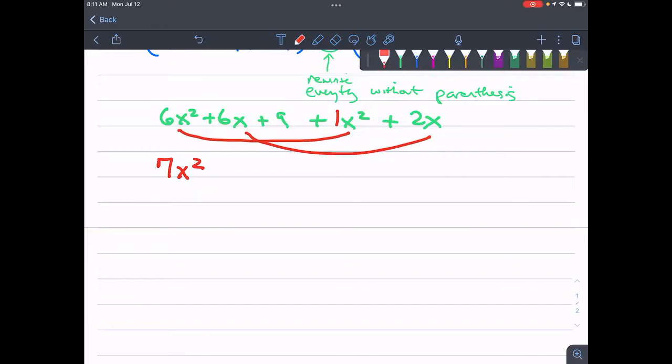And then the 6x and the 2x, 8x. And then that 9 doesn't have another constant to go with it. So it's just going to be plus 9. Okay, so hopefully that seems pretty simple.